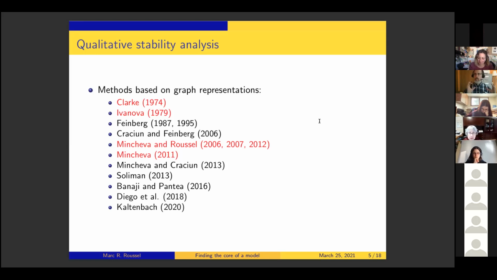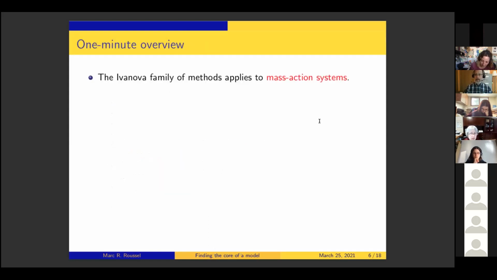So just to situate us, we're interested in qualitative stability analysis methods, and specifically ones that have a graph representation. And I'll explain in a few minutes why we want a graph representation. So a 1 minute overview of where I'm going with this. I'm going to call it the Ivanova family of methods because it started with Clarke, but Clarke's methods are a little different. Ivanova adapted some things, made them a lot easier to use. So these methods apply specifically to mass action systems.